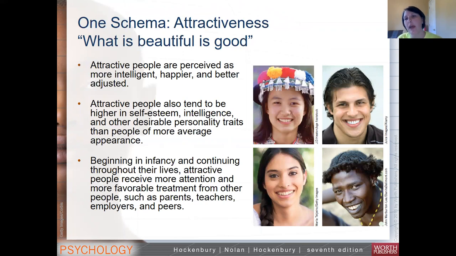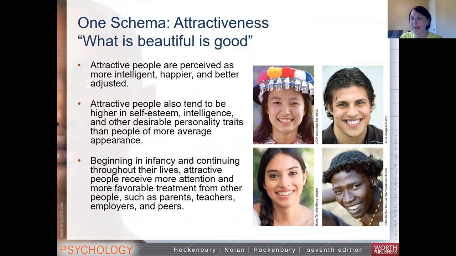And another schema that we attribute to people is something called attractiveness. What is beautiful is good. So this idea of attractive people tend to be more intelligent. They tend to be happier, better adjusted. Now, of course, we all have examples of people who aren't these things, who are really pretty and they're stuck up and they're mean and all that. But what we find in studies is that people who are attractive also tend to have higher self-esteem. They tend to be more intelligent. They tend to have more desirable traits like kindness, generosity, than people of more average appearance.